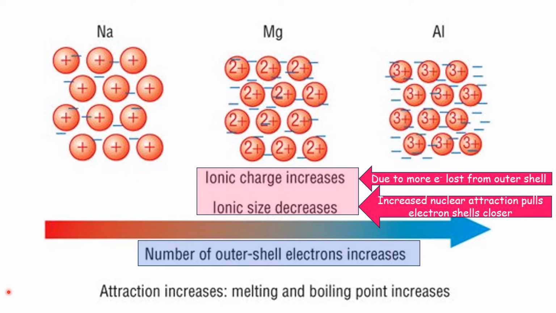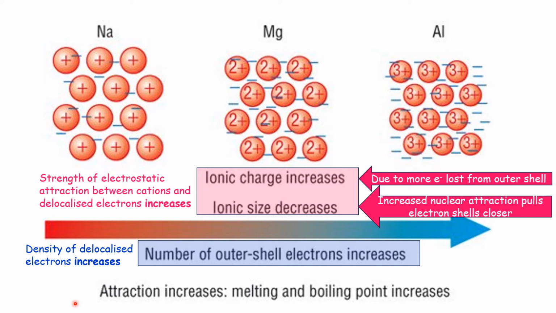Now the consequence of this is twofold. The strength of the electrostatic attraction between the cations and the delocalized electrons goes up, and at the same time the density of the delocalized electrons increases. You can see in the picture for aluminium there's actually more delocalized electrons in the lattice than the one in sodium. So all of these things together increase the strength of the metallic bonding. So that means that melting and boiling point increases because there's more energy needed to overcome the metallic bonds.